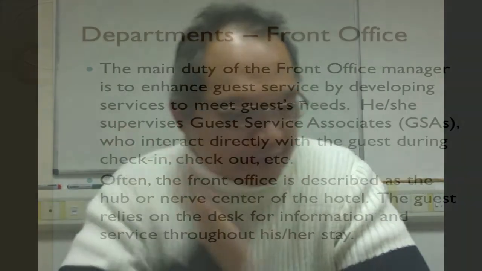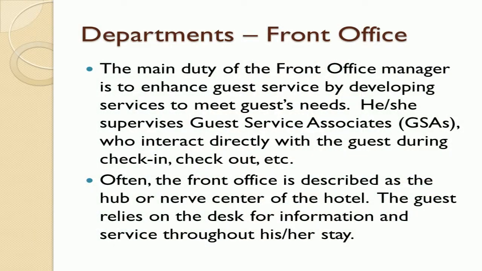Now the next one is the front office. The main duty of the front office manager is to make sure that guest service is maximized and enhanced by developing service to meet guest needs. And sometimes we don't know what the guest needs. Probably you who are already involved with or working in the hotel, it's easy. But sometimes people don't know what the guest needs.